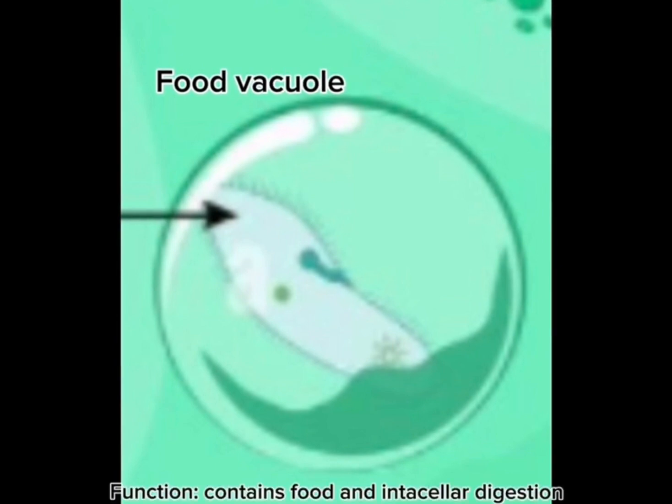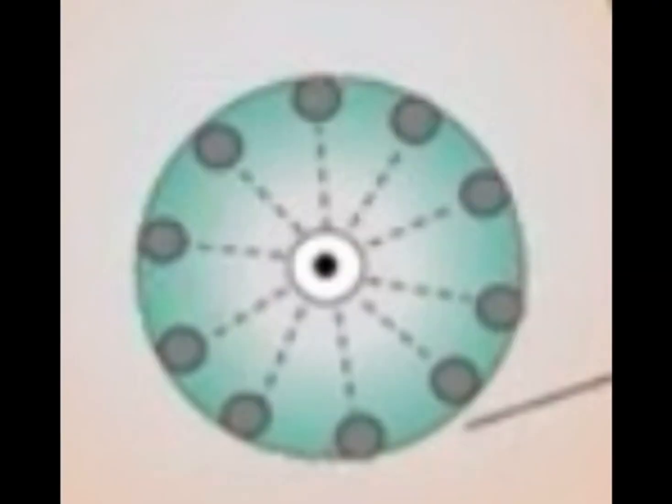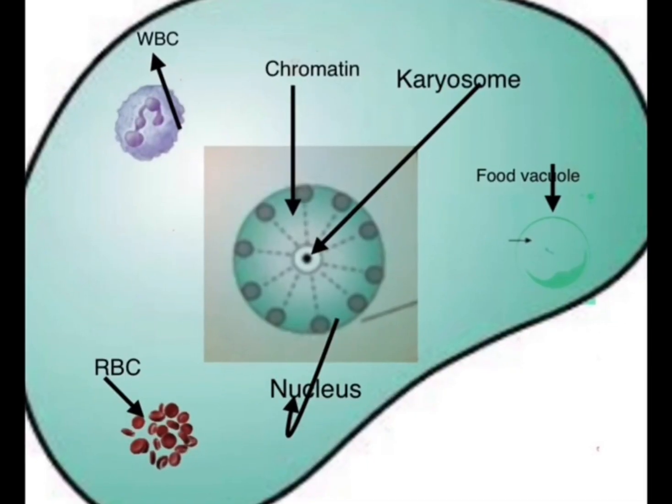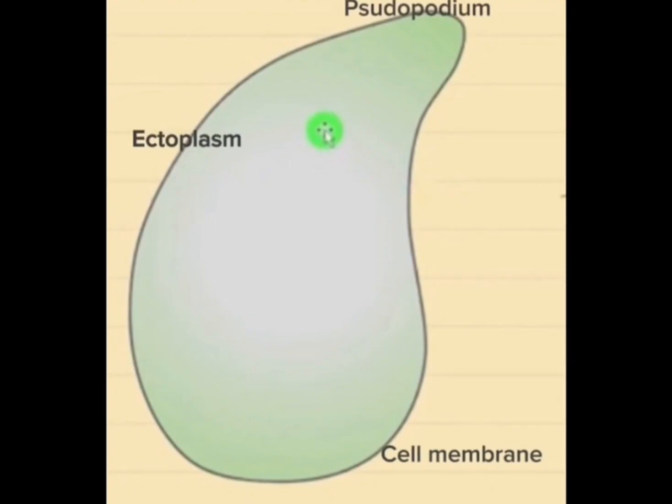The third one is the food vacuole. It is ovular in structure, which contains food and participates in intracellular digestion. The last one is the nucleus, which contains the most important genetic material, and it has a central karyosome and chromatin fibers. This is the final structure of the inner contents of the Entamoeba histolytica, and they are contained inside the endoplasm, which is a gel-like material closer to the center of the cell.